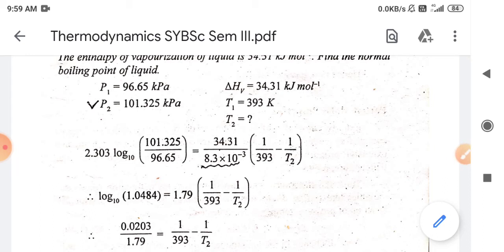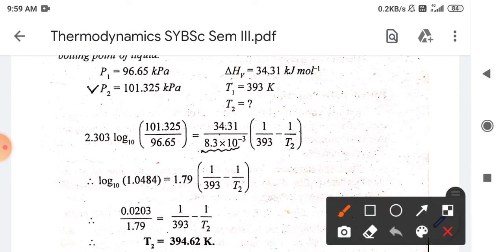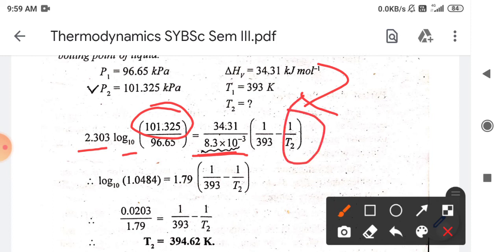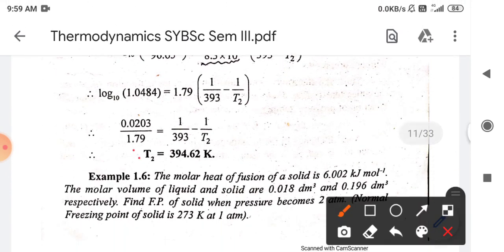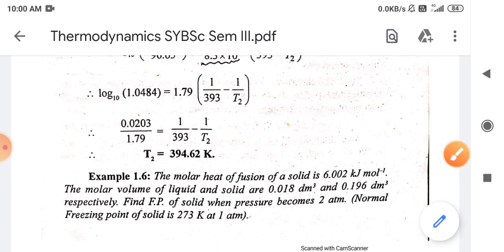There are certain small concepts that we need to use while solving some numericals. So 2.303 into log to the base 10 of P2 upon P1, that is 101.325 divided by 96.65, equals ΔHv, which is 34.31 kilojoule per mole, upon R, which is 8.314 joule per Kelvin per mole. We need to convert that into kilojoule by multiplying by 10 raised to minus 3. Next we need to find the temperature T2, which comes out to be 394.62 Kelvin.